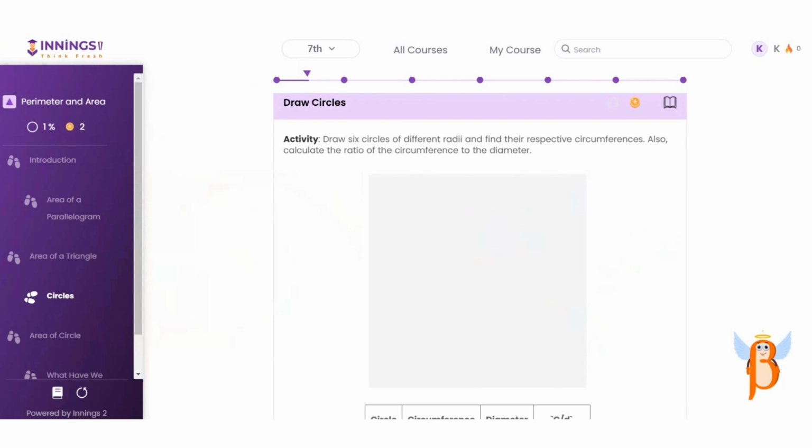In this activity, we are going to draw a couple of circles and we are going to find the ratio of the circumference to its corresponding diameter. So let's start.